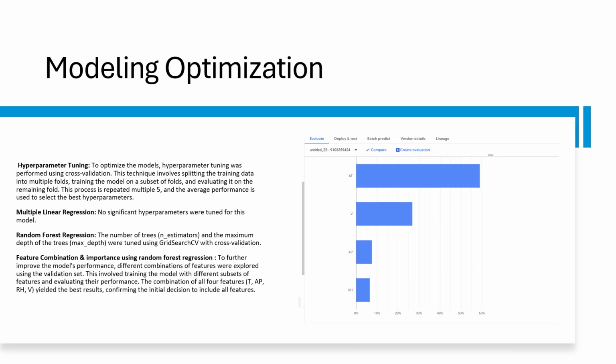Moving on to the model optimization. For my multiple linear regression model, I did not use any hyperparameter tuning, but for my random forest regression, I tried to tune hyperparameters such as the number of trees and the depth of the tree using grid search CV, and the cross validation using the k-fold cross validation technique, where I divided my data into 5 different folds and then tested using those folds to tune my model.